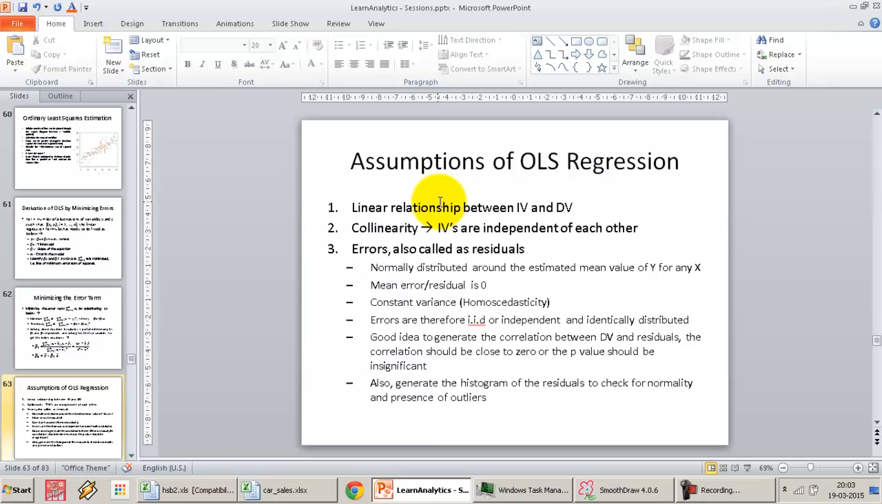Third is regarding the errors or the residuals. The assumptions regarding residuals are that they are normally distributed with a mean of 0, and they have a constant variance, or homoscedasticity, i.e. the residuals have a constant variance throughout, irrespective of the value of x or y the model is predicting at that point in time. So they should be independent and identically distributed throughout the regression model. So these are the three assumptions of OLS regression.